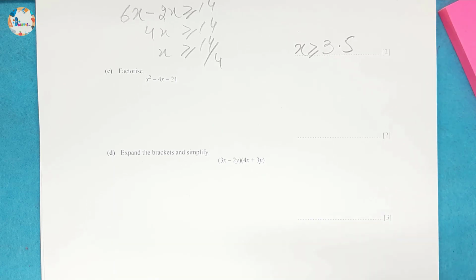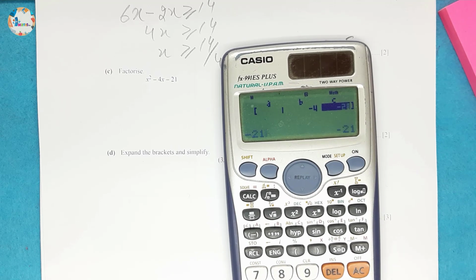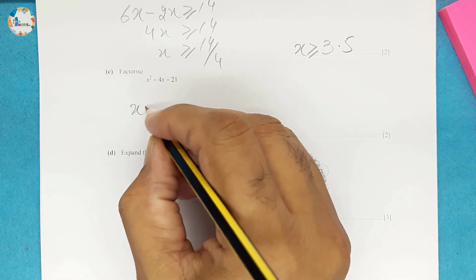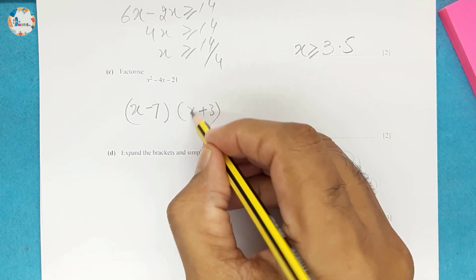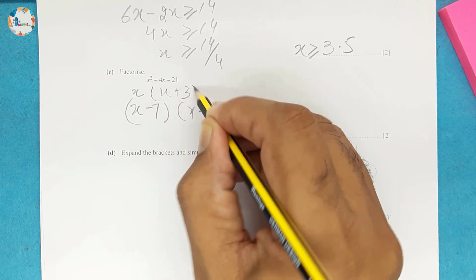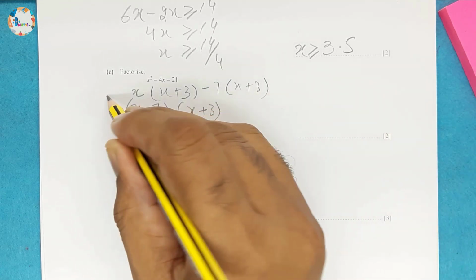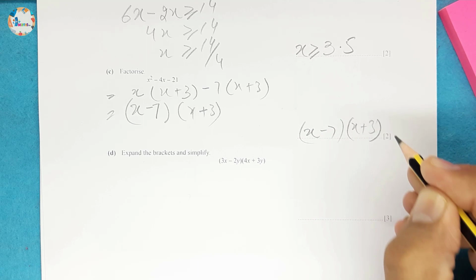Now in factorization we have to factorize this one, and we can use the calculator for this one. Mode 5, coefficient of x squared is 1, coefficient of x is minus 4, and the constant value is minus 21. So 7 and minus 3 will be the values. So we can write x minus 7 and x plus 3. Because this is 2 marks, we can write one step over here, x into x plus 3 and minus 7 into x plus 3. So these two steps will be more than sufficient. So this one will be our answer.